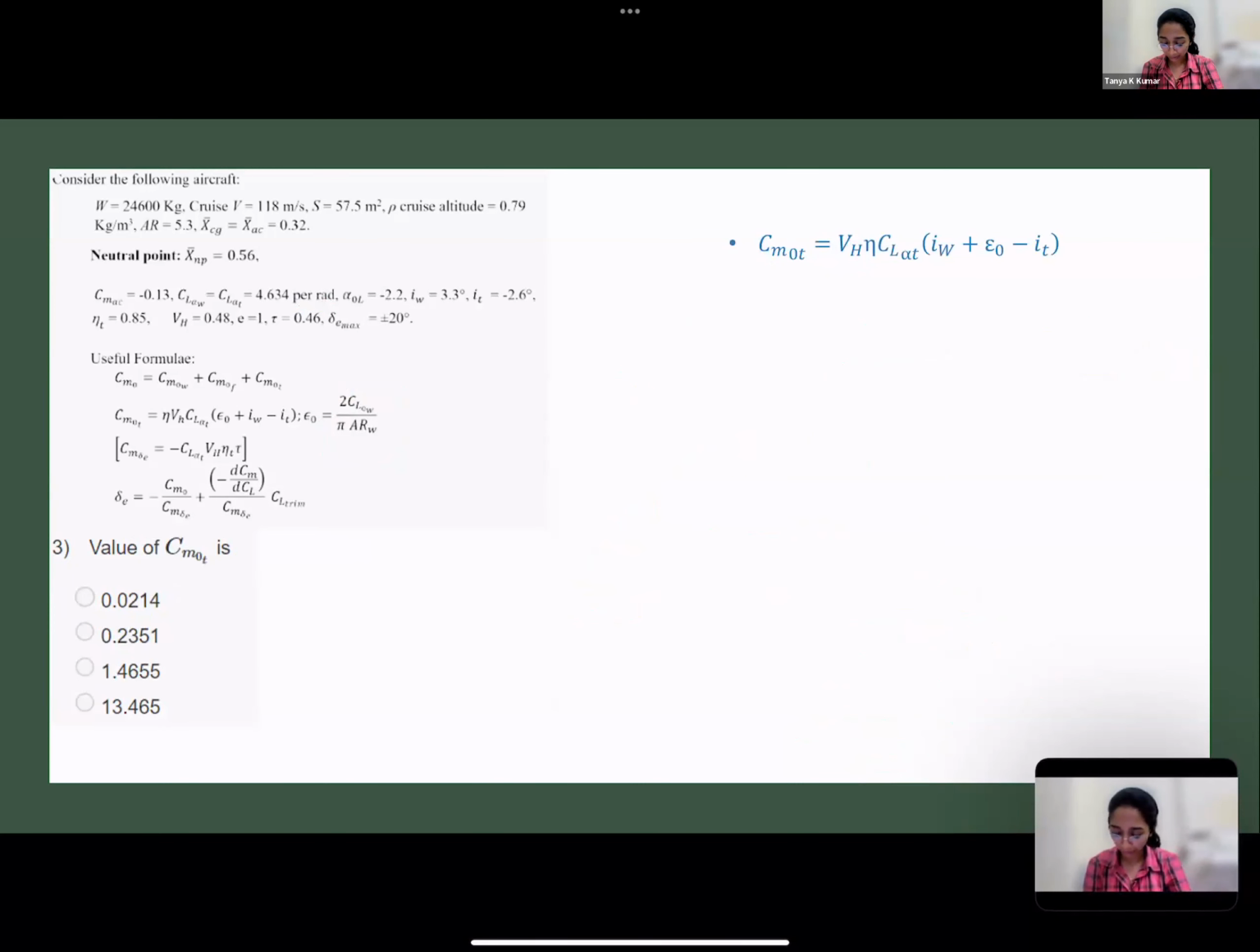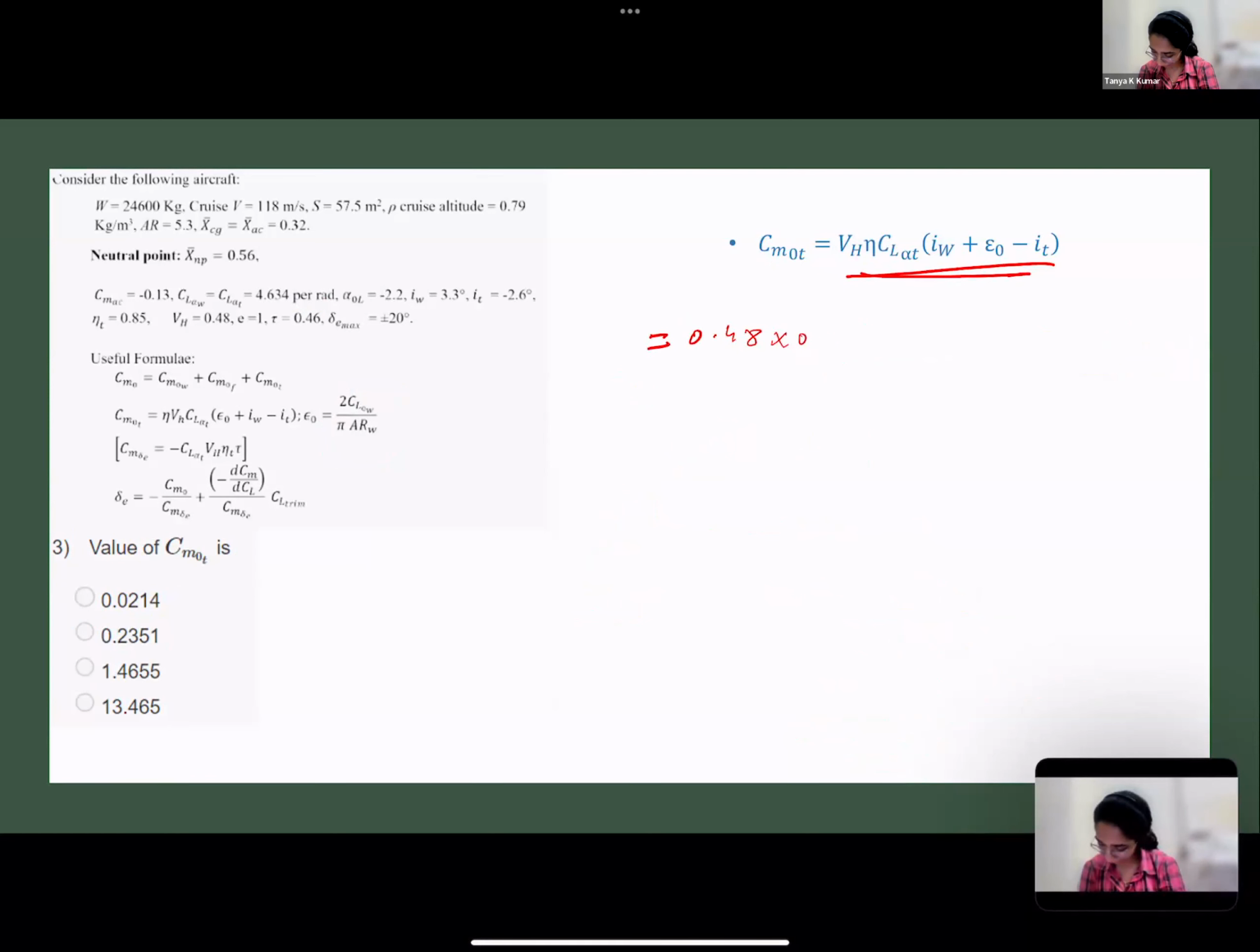Next question was CM0 contribution of tail. This we had done in the previous assignment also. So it's again very simple. The formula is already given to you. Just plug in the values and you should be able to get it. So let's just do that. VH is, where is VH? Yeah, 0.48.